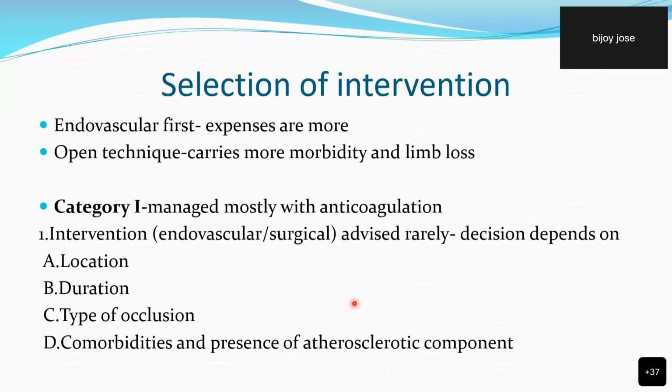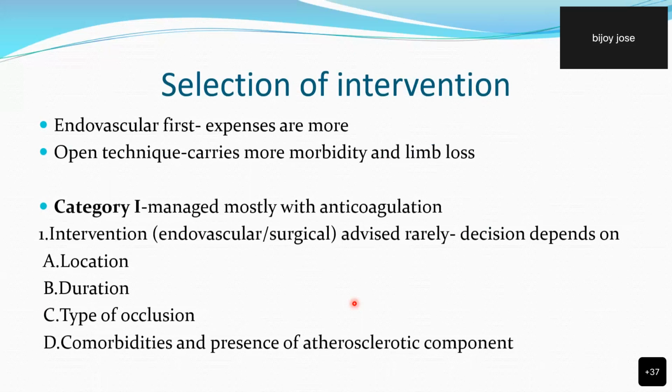And how will you select the intervention? Endovascular first: centers which have a lot of expertise in endovascular options can opt for them first, but the expenses are going to be more. And open technique carries more morbidity and limb loss. So in category 1, manage mostly with anticoagulation.